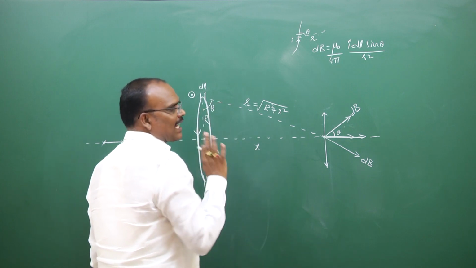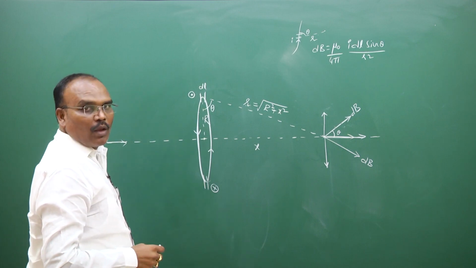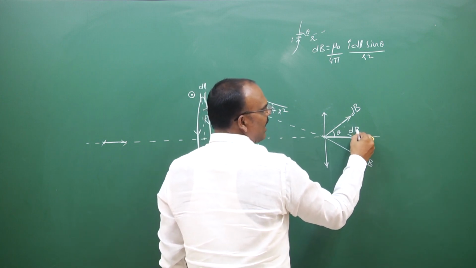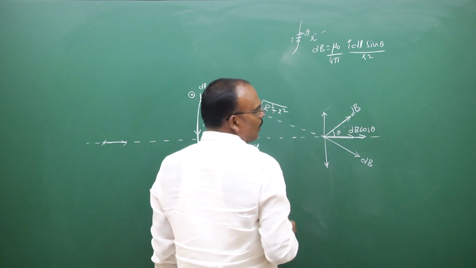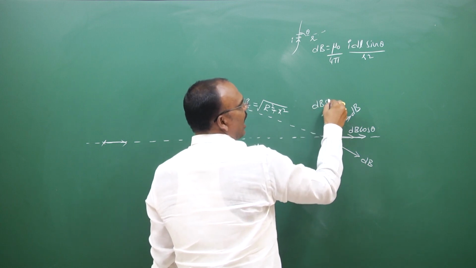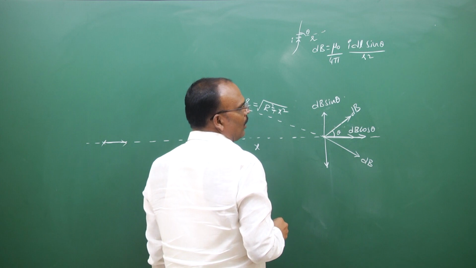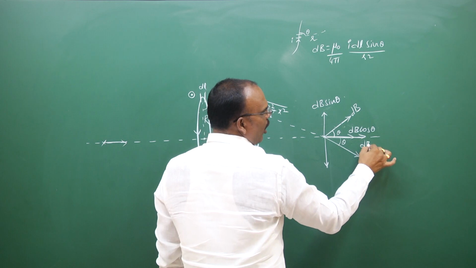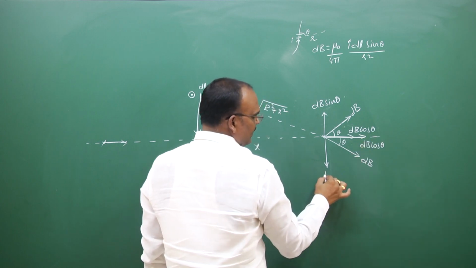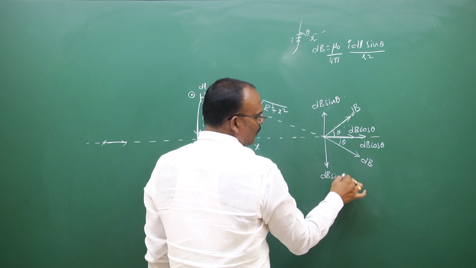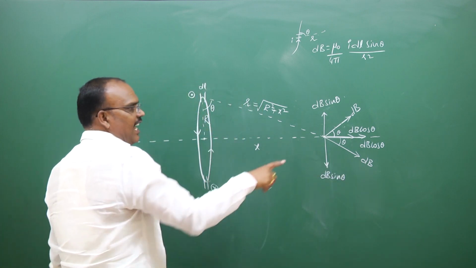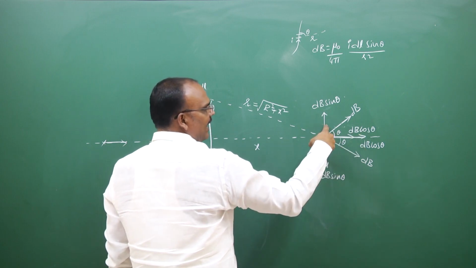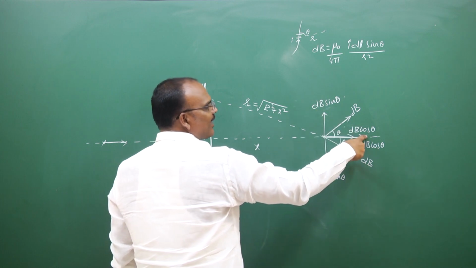Okay, this is one aspect, you can take like this. Then you will get this as dB cos theta, and this you will get as dB sin theta. Okay, this again theta, so that's why this is again dB cos theta, this is dB sin theta. See here, if I take angle theta here, I am getting cos. If I take angle theta here, this you will get cos, this you will get sin.